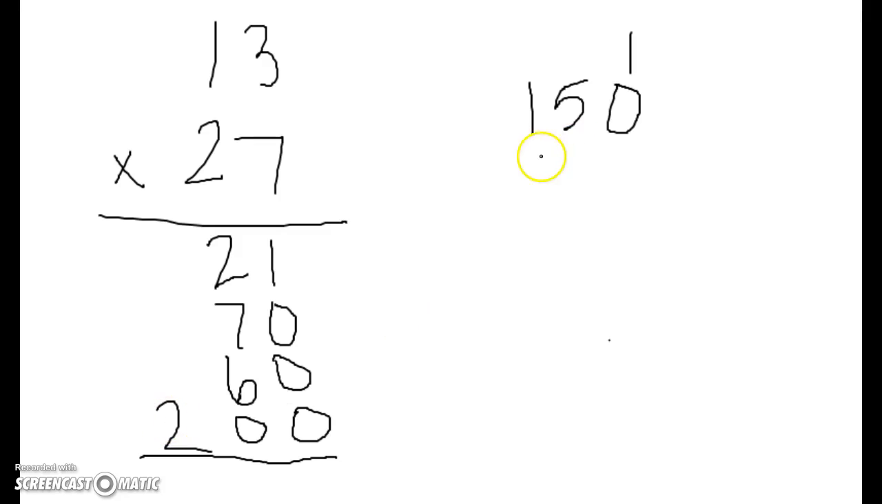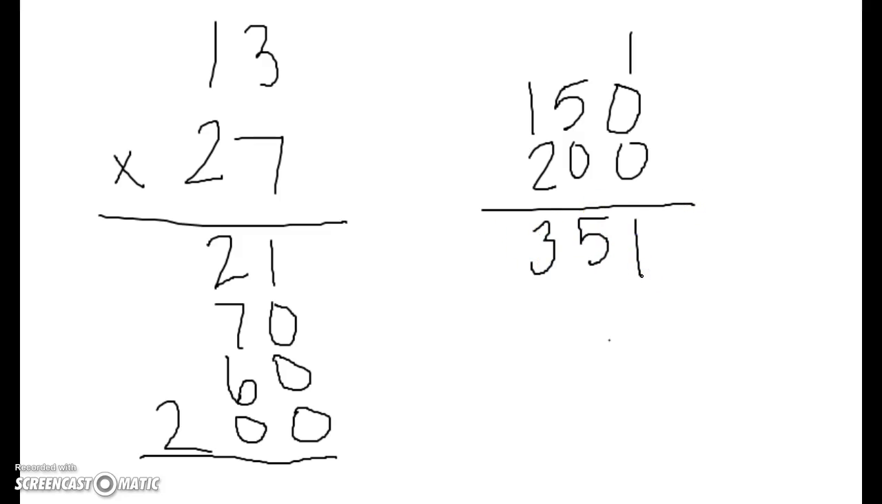And 200 is over by itself. It's just 200. Add all these up. You get 351. And you see what you're actually doing. You see how all the numbers are actual quantities that you can do. So let's look at it in box form.